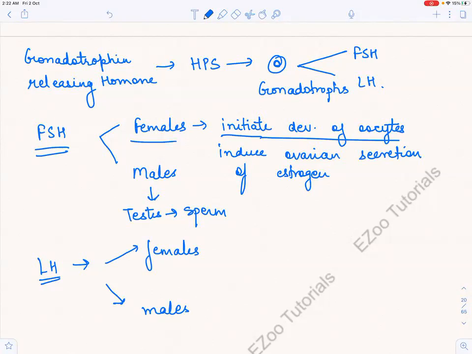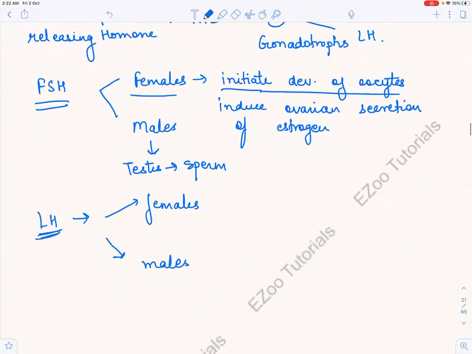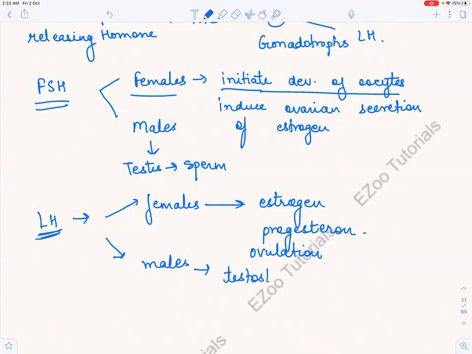Okay? Now let us see the luteinizing hormone. So what is the luteinizing hormone doing in female? It will stimulate the secretion of what? The female hormones, that is the estrogen and progesterone, and it also triggers the ovulation. Okay, and what is it doing in the male? What is the male hormone? Testosterone. So it is stimulating testes to produce testosterone.